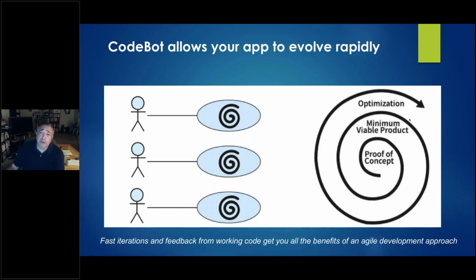And we follow this kind of simplified spiral model. So we have a book, a Parallel Agile book. One of my co-authors on it is Barry Boehm, who's the inventor of the spiral model in software development. We took Barry's spiral model and kind of simplified it to proof of concept, MVP, and optimization.